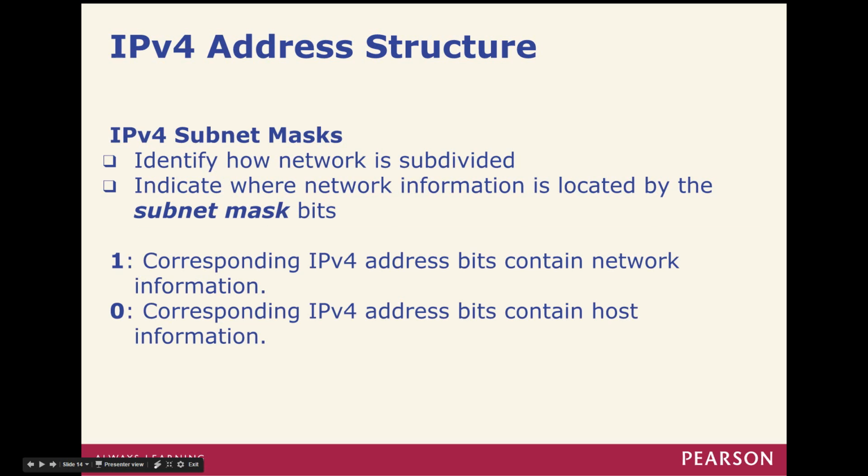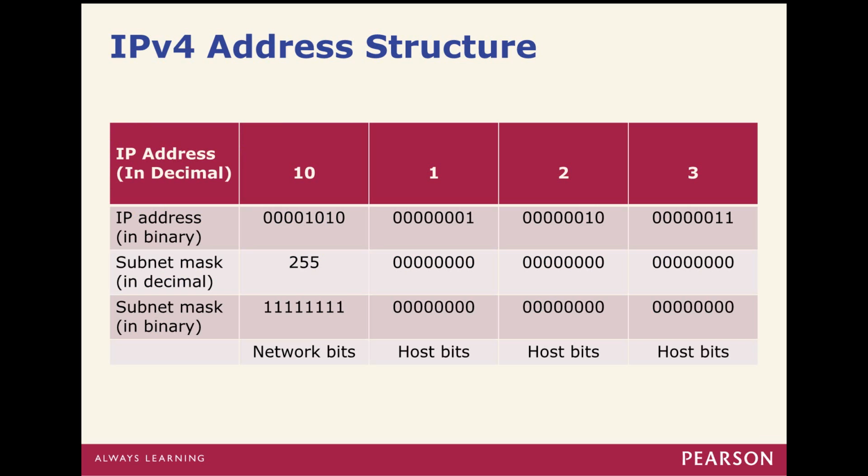The subnet mask identifies how the network is divided. So we use subnet mask bits to indicate where this network information is. When you see a 1 in a subnet mask, it contains network information. When you see a 0, it pertains to host information, and we'll go through examples of this.